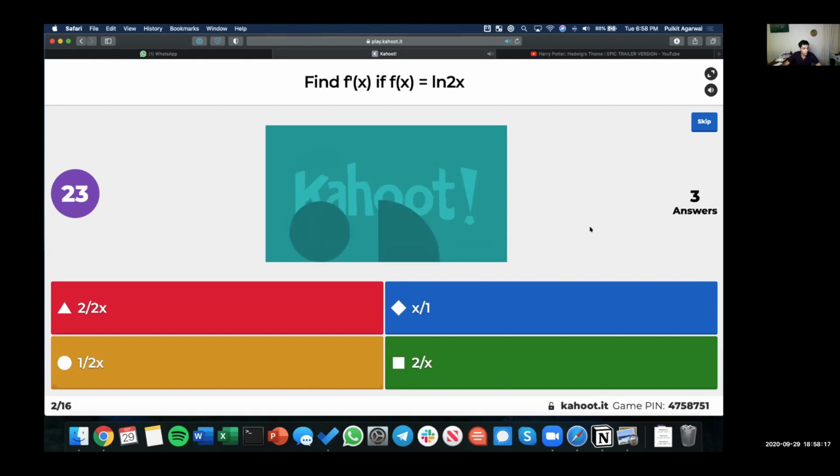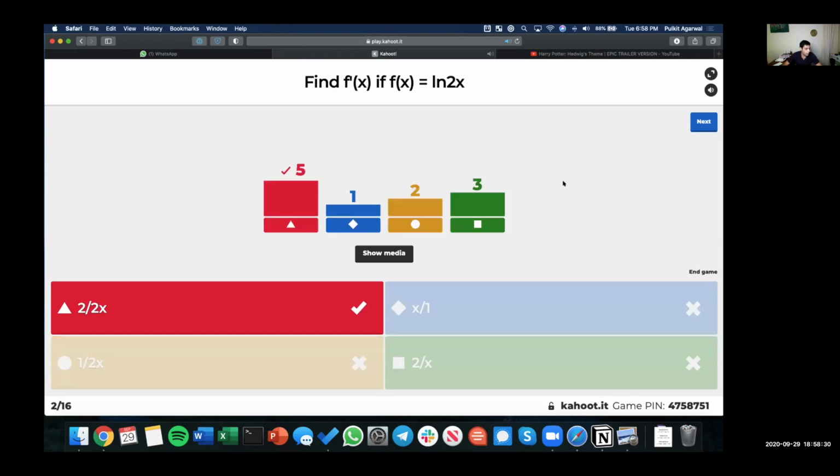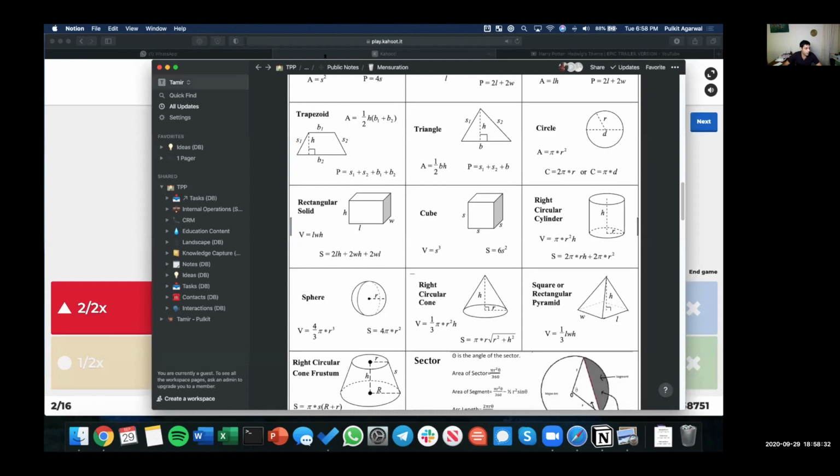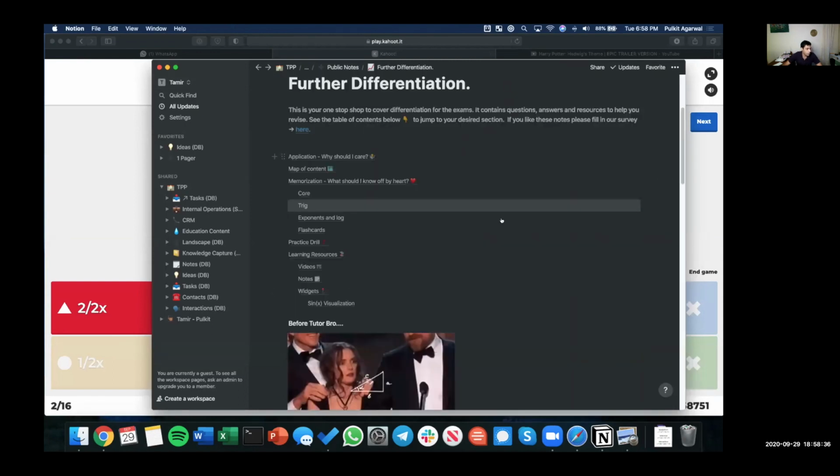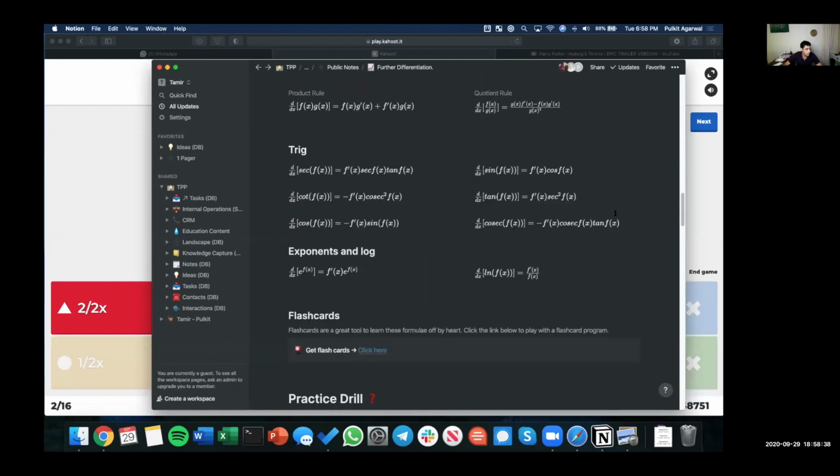This is a differential question. Again, I'm sorry if you're eMath. I couldn't split this up, but if you go to further differentials, to do this, you would use this rule here. This rule down here, okay? This is the rule.